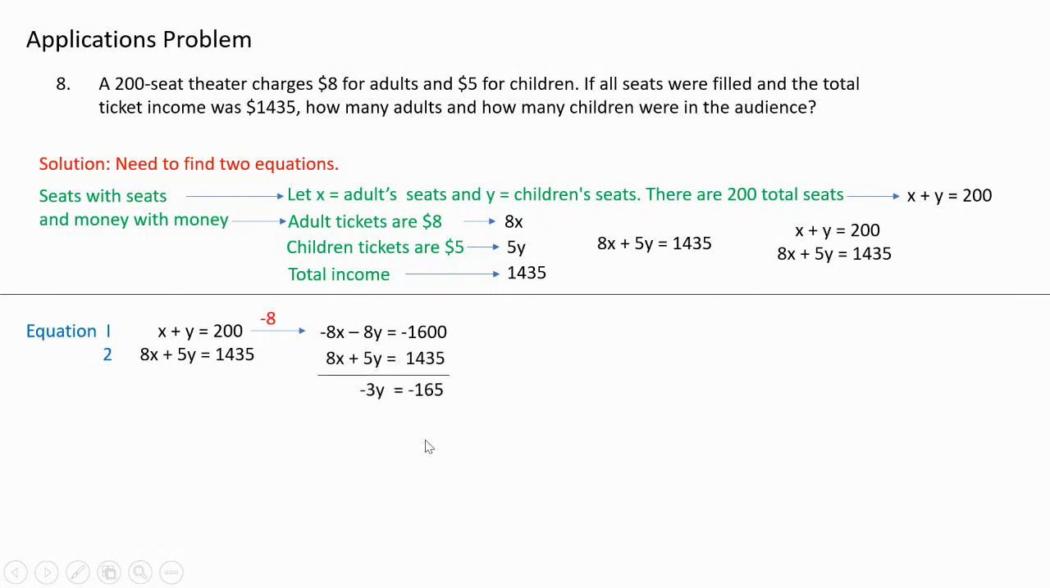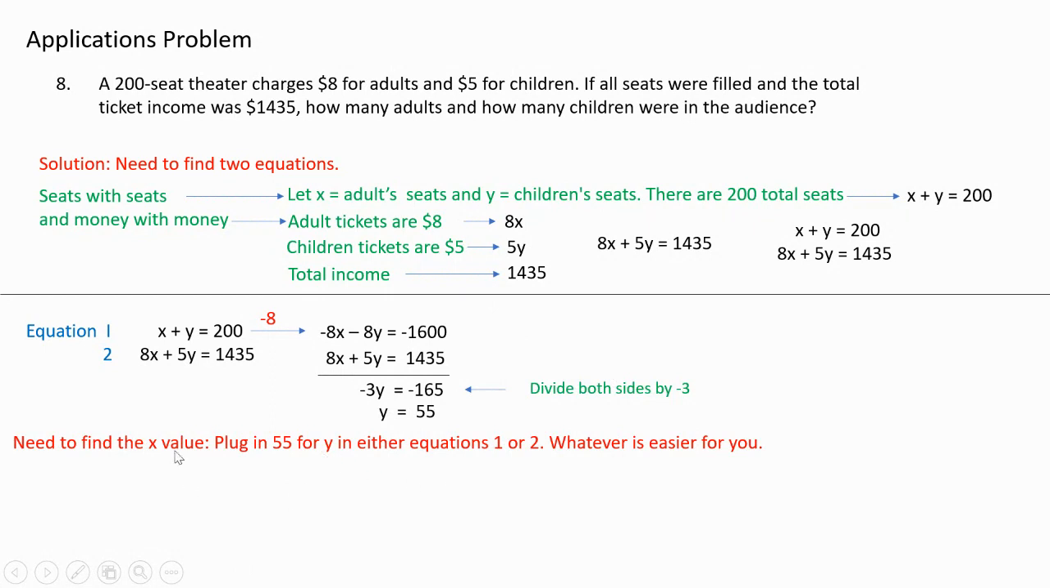Now we add them, right? So the x's are eliminated, so we're left with negative 8y plus 5y equals negative 3y. Negative 1600 plus 1435 will give us negative 165. We divide both sides by negative 3, so we get 55.